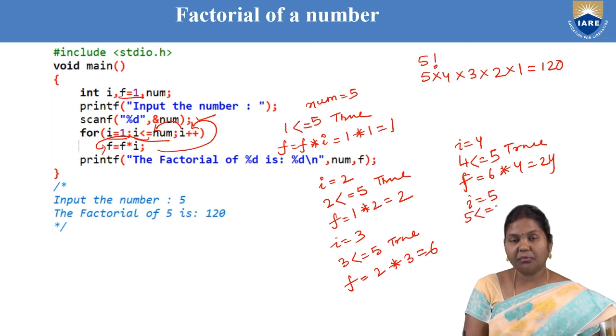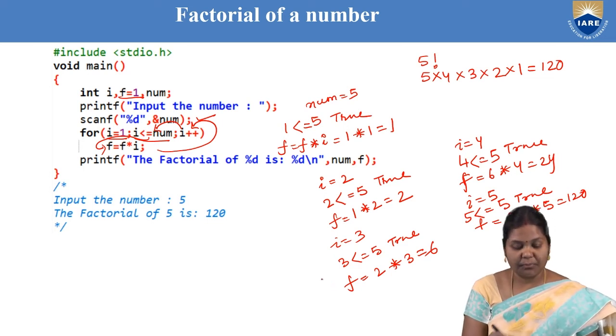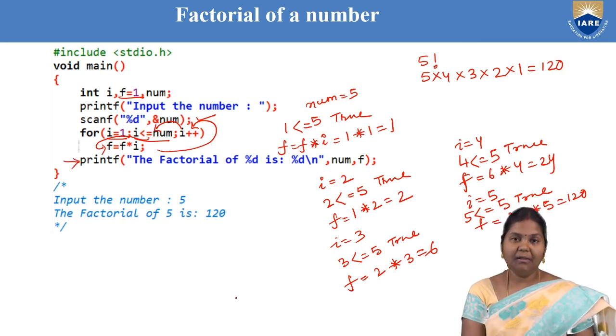5 is less than or equal to 5 is also true. And then compute f is equal to 24 into i value 5. So it becomes 120. So when i becomes 6, the loop condition is false and our loop will stop. So when the loop is over, there is a printf statement which will print the factorial of the number.